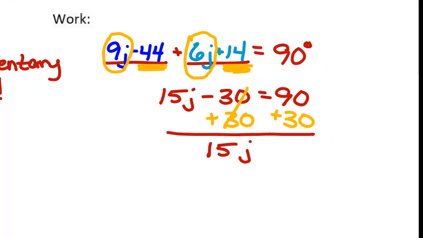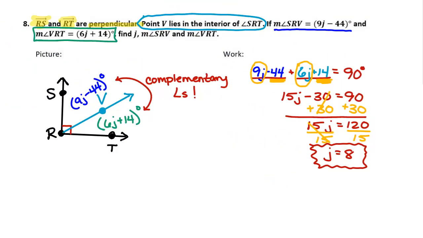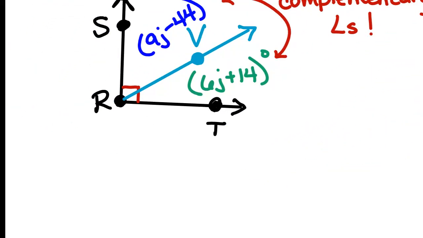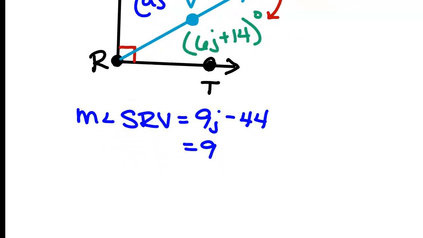I get 15J equals 120. And then we divide both sides by 15. J is 8, yes. So with that in mind, what do I need to do with that answer now? Plug it in. The measure of angle SRV is 9J minus 44. So we're going to do 9 times 8 minus 44.